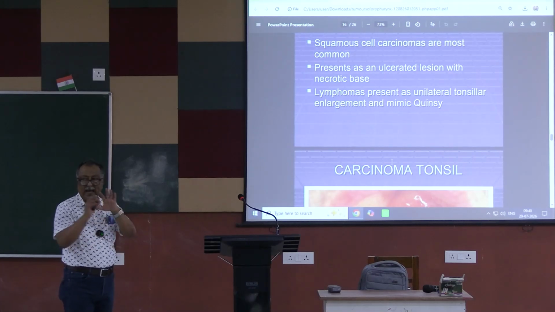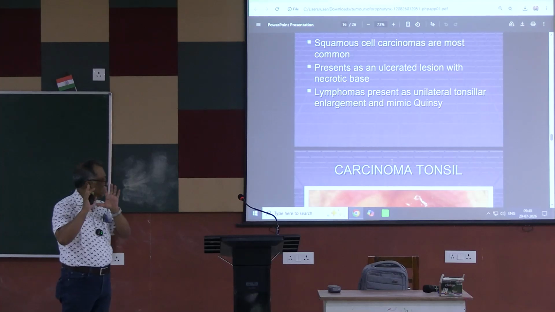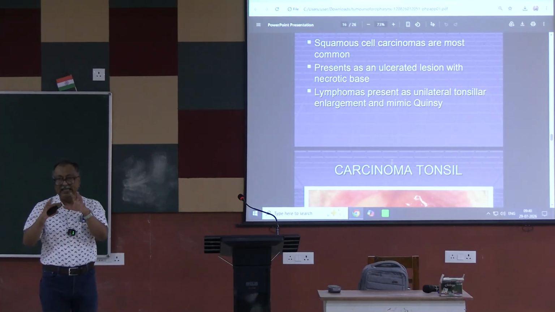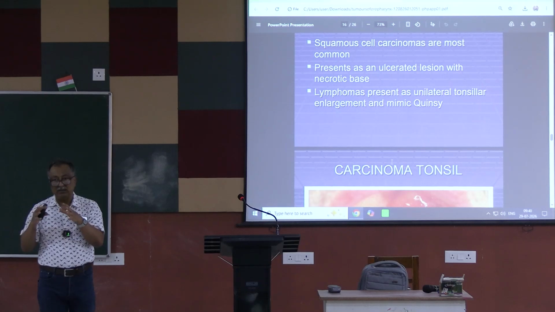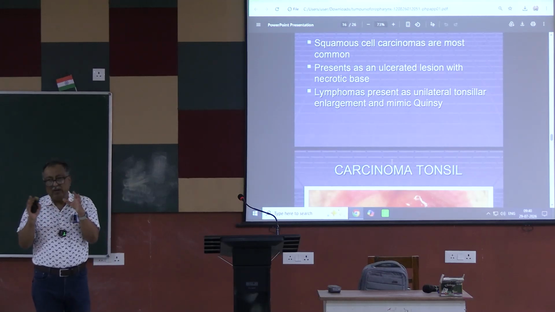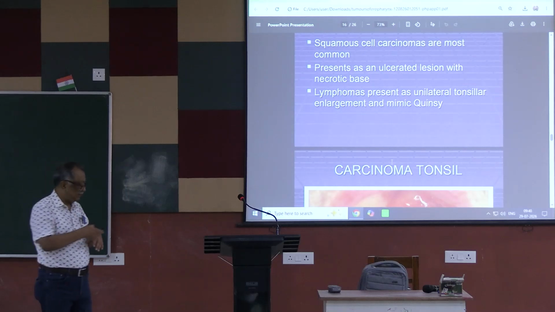That means the palate, the soft palate area is swollen and it is red in color, and the tonsillar surface is irregularly enlarged. It has a ragged appearance. The appearance is not very good looking. It's not like a follicular tonsillitis. It is a separate appearance.